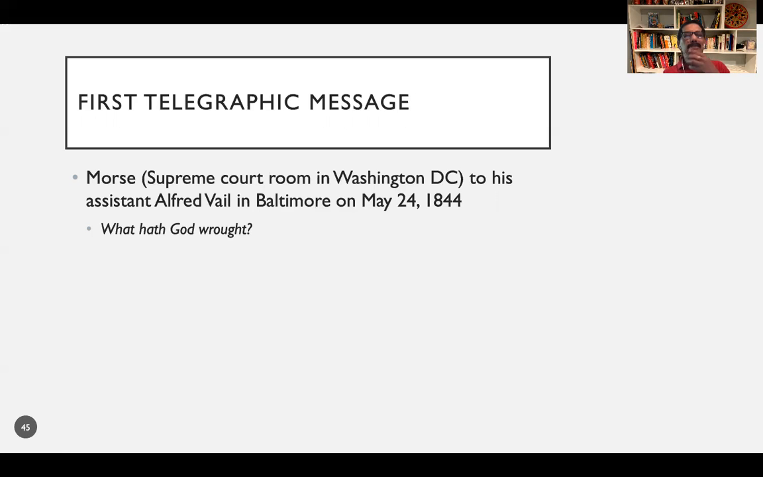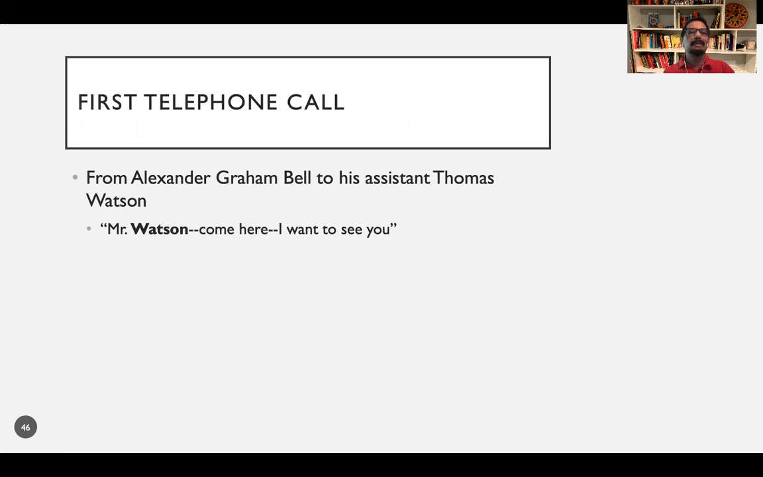And it's very important. Apparently, I think Morse's niece said that this is the first message you want to send. The second one is obviously the telephone call in 1876 between Alexander Graham Bell and his assistant Thomas Watson. He said, "Mr. Watson, come here, I want to see you." That's very, very famous with a telephone call.